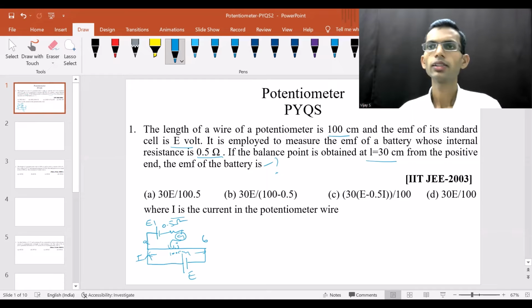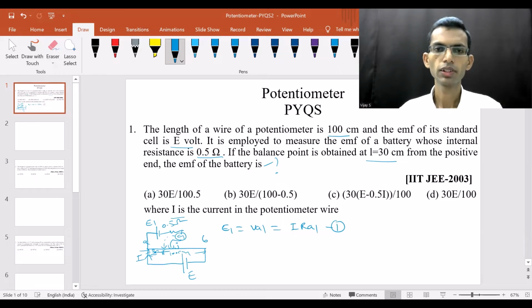Let us say the null point is obtained at a position 1. That means the distance between junction A and 1 is 30 centimeter, which he gave. And to balance, the battery EMF becomes equal to the potential difference between A and 1. So E1 becomes equal to VA1. VA1 is equal to I into RA1 from Ohm's law. Let us take this as equation 1.